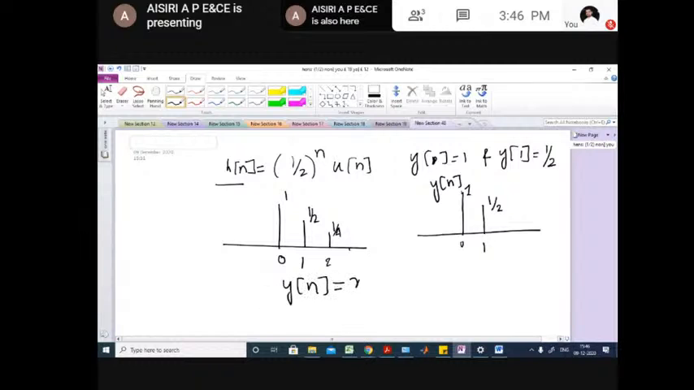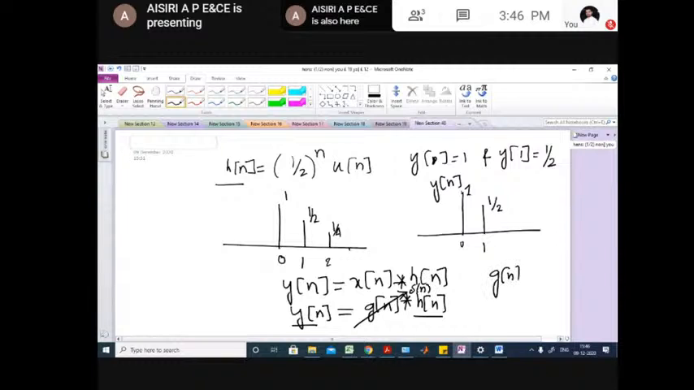Y of n is equal to x of n convolved with h of n. In this particular question, x of n is nothing but g of n, which is convolved with h of n. So we notice that our output of the system y of n is equal to h of n. So when can I achieve this condition where y of n is equal to h of n? When g of n is equal to an impulse function.